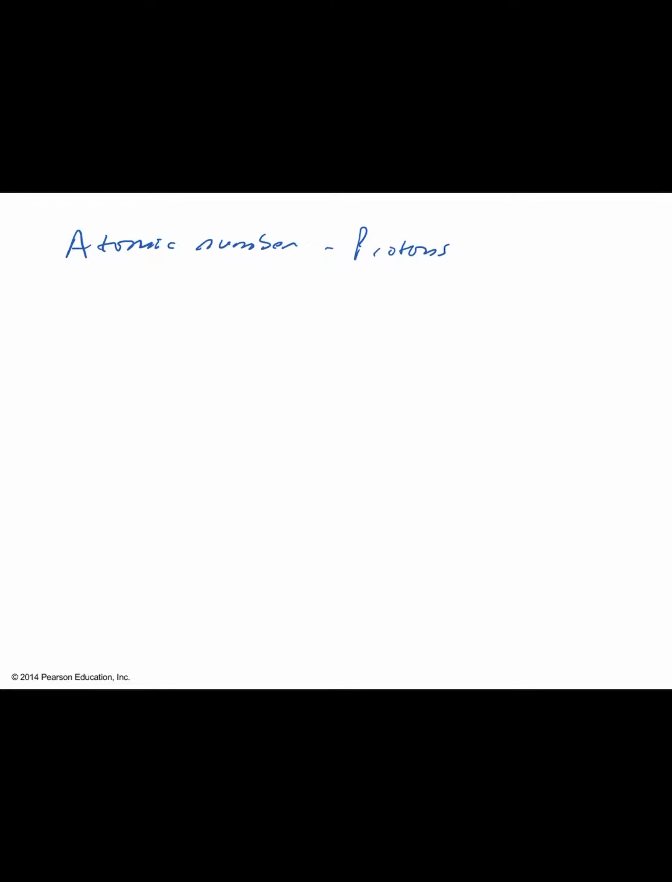Okay. Then we have what's called the mass number. The mass number is the sum of protons and neutrons. So if we know how many protons there are and how many neutrons, we add them up, that gives us what's called the mass number. Okay, it's an approximation of the weight of the atom, or the atomic mass.